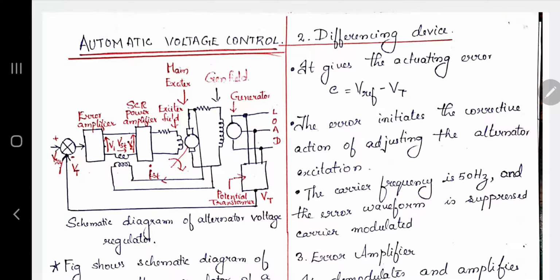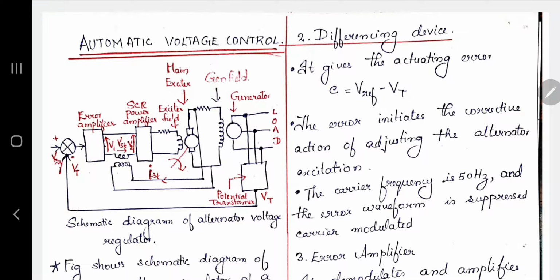The first part, frequency control, was studied in two ways. One was the single control area case, and the second one was the two area load frequency control case. So, in this class we are going to study the second part, that is the voltage control, the automatic voltage control.